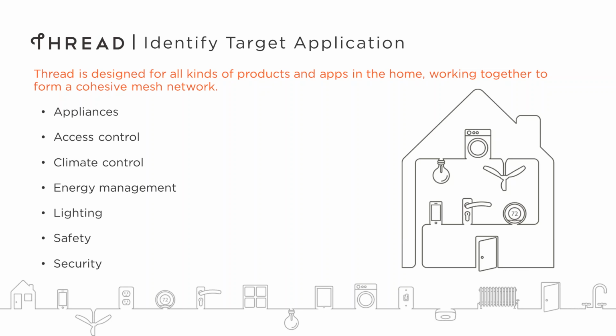So Thread was designed to connect all kinds of products in the home to work together in a cohesive mesh network. Products that are controlling different aspects of the home, whether it's appliances, home automation, like blinds, lighting, security systems, energy management, safety systems, climate control. Those are all just a few examples of the different types of devices that can benefit from being enabled by Thread and working on the same network so they can communicate to each other.